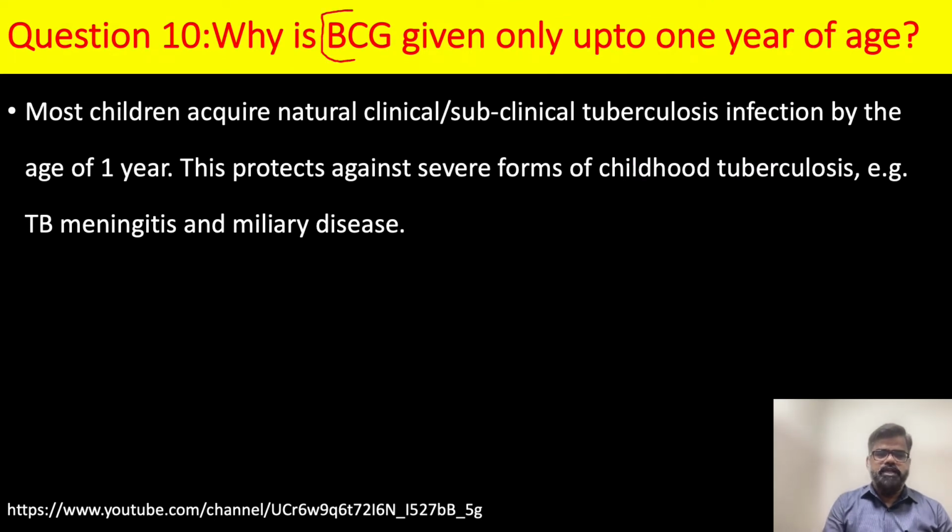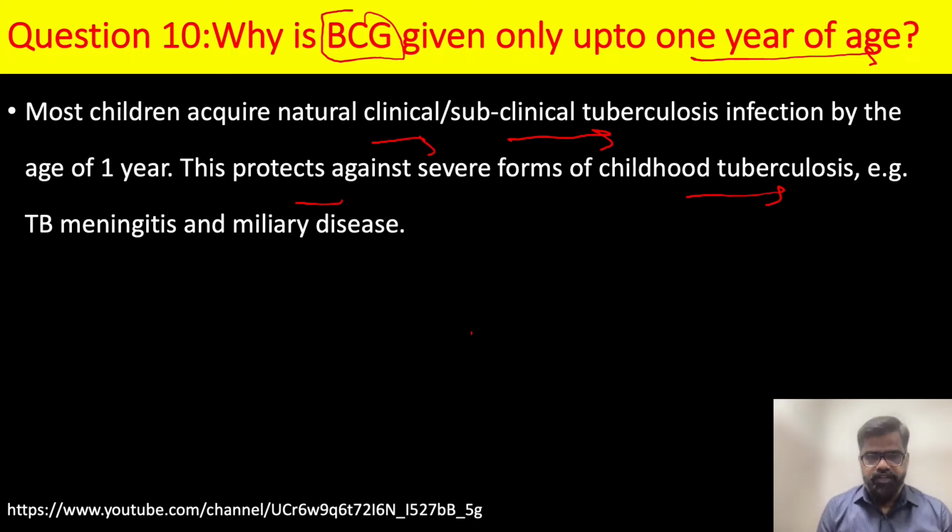Now, the next question is, people ask why BCG is given till 1 year of age, why not after that? The program has been designed in such a way that the maximum benefit can be taken. If you have not given a BCG vaccine till 1 year, by that time the child may have natural clinical or subclinical TB infection, right? And this can protect the child from childhood tuberculosis. So there is no benefit of giving BCG if the child has crossed 1 year, because the possibility is very high that the child will have clinical or subclinical TB infection. So there is not much benefit of giving BCG after the age of 1 year.